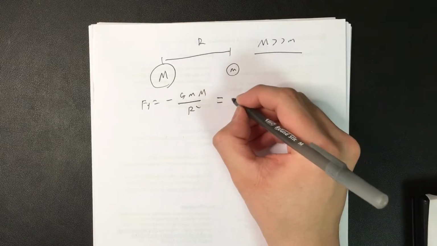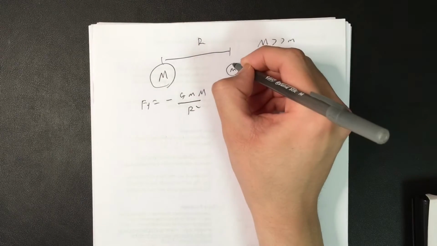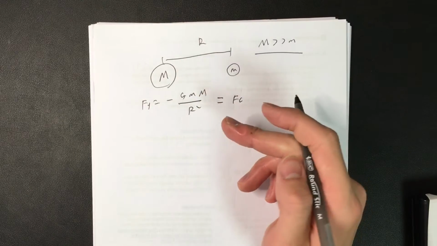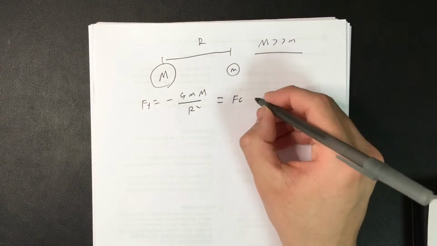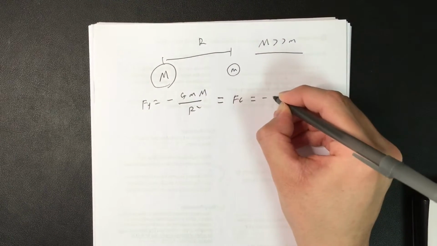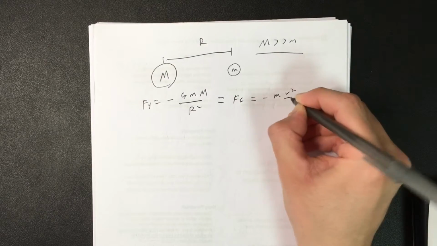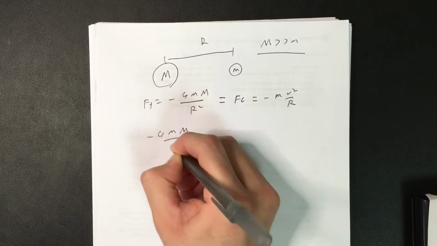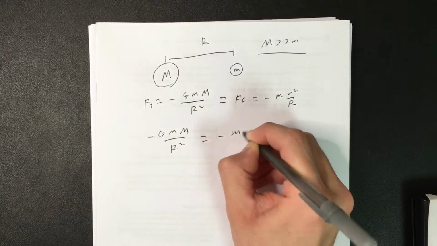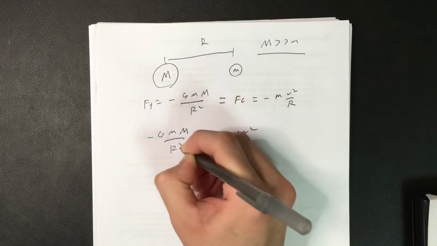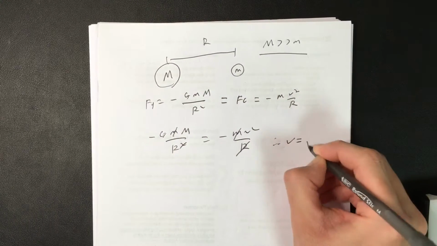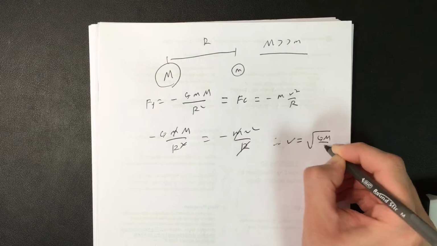And the force of gravity must equal the centripetal force, since our Earth goes around the Sun in a circular path, and therefore this should also equal negative mv squared over r. Now putting these expressions together and evaluating them, I can cancel out the r and cancel out the mass, and therefore v equals the square root of GM over r.